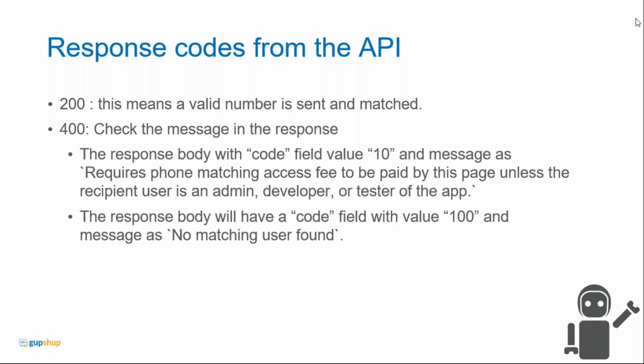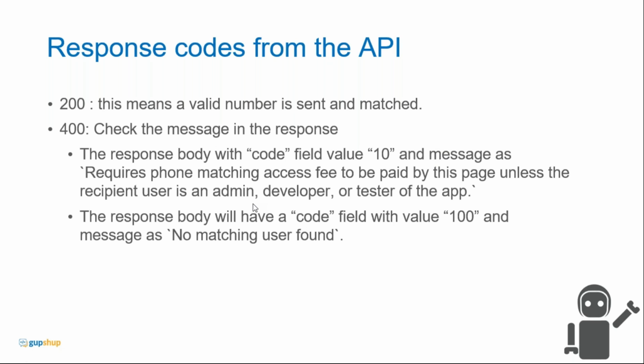The second would be a code of 100, where Facebook is not able to find the right match of the user. That means the number you're trying the matching for is not registered with Facebook. Suppose I have not verified my phone number with Facebook, then Facebook will not be able to link your bot with me. So your bot would not be able to utilize the customer matching API and send me a message.